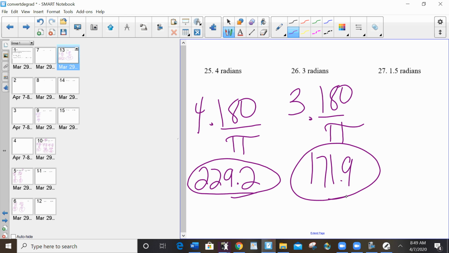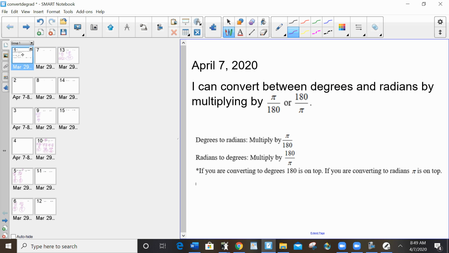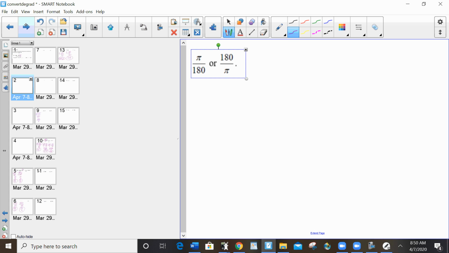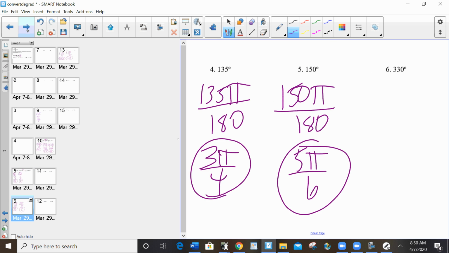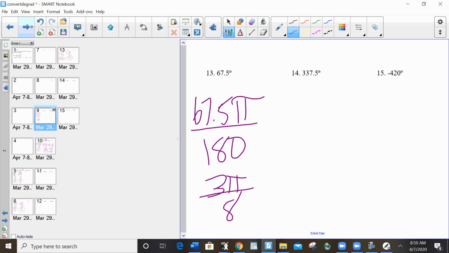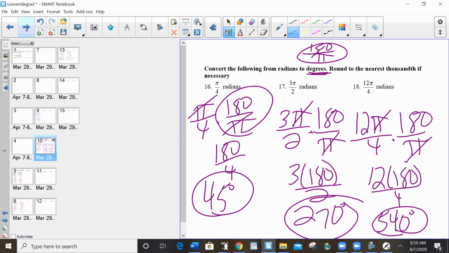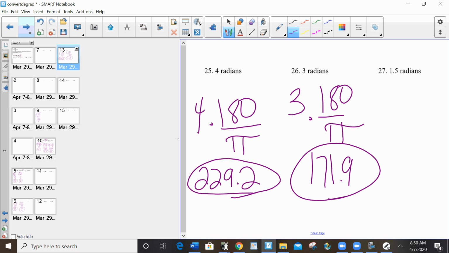So that's it. To convert back and forth between radians and degrees, I'm multiplying by either pi over 180 or 180 over pi. If I'm going to radians, pi is on top. If I'm going to degrees, 180 is on top. When going to radians, just put pi over 180 and reduce the fraction. When going to degrees, you're just canceling the pi's out when I multiply by 180 over pi and cleaning up what's left. And if there are no pi's to cancel, just type it into your calculator. You're going to end up with a decimal, and you round it to whatever you're told to round to.